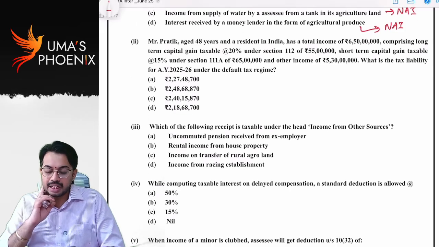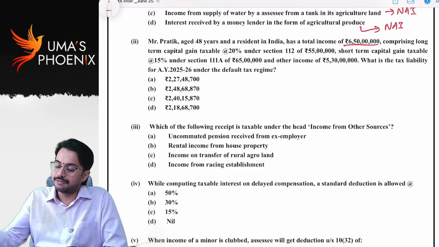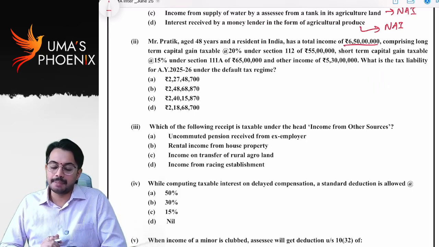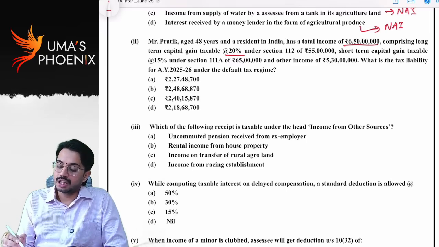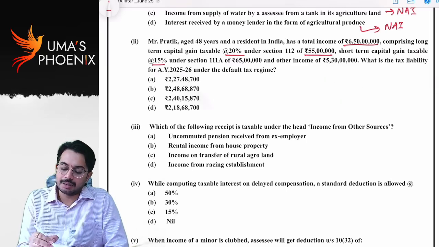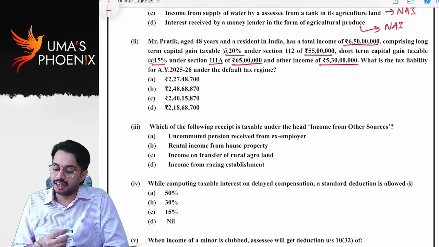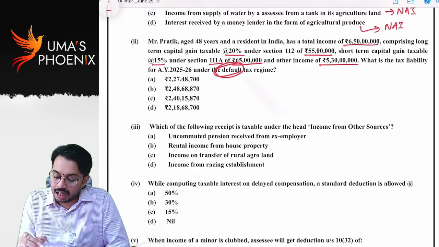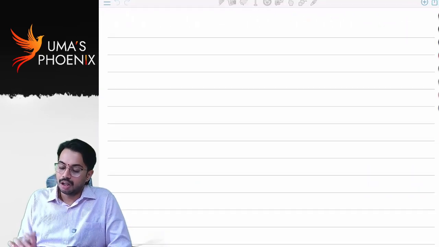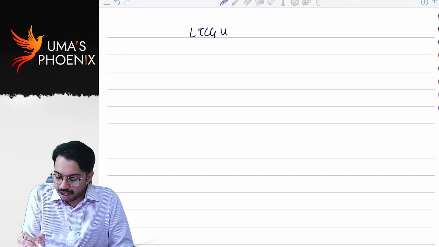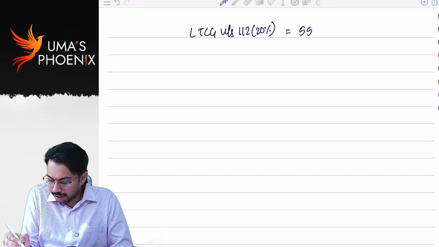Next, Mr. Pratik, aged 48 years and a resident in India, has total income of 650 lakhs, comprising long-term capital gain taxable at the rate of 20% under section 112, short-term capital gain taxable at the rate of 15% under section 111A 65 lakhs, other income 530 lakhs. What is their tax liability under default tax regime? First of all, let me write all the incomes. Long-term capital gain under section 112 taxable at the rate of 20%, how much? 55 lakhs.